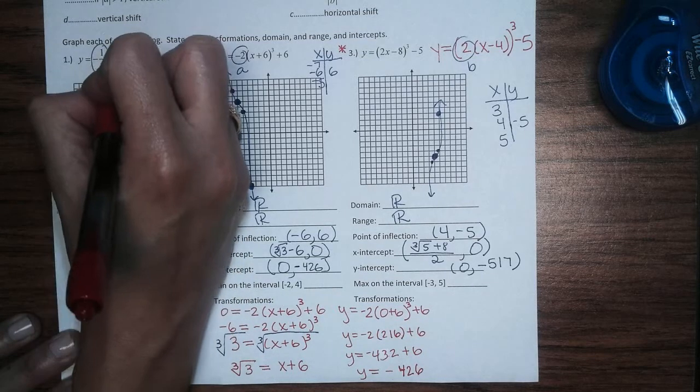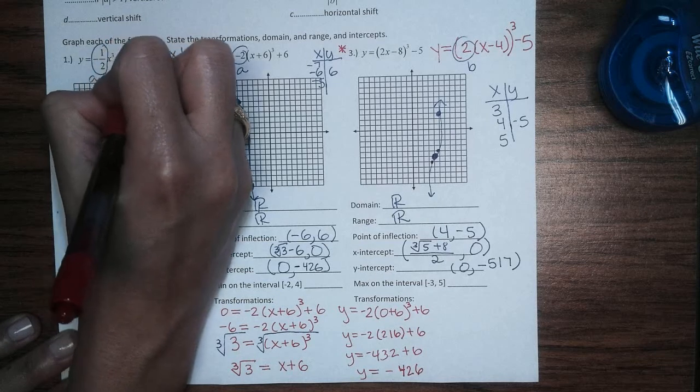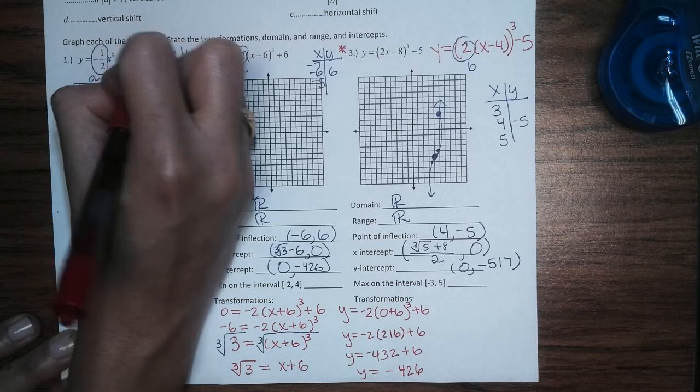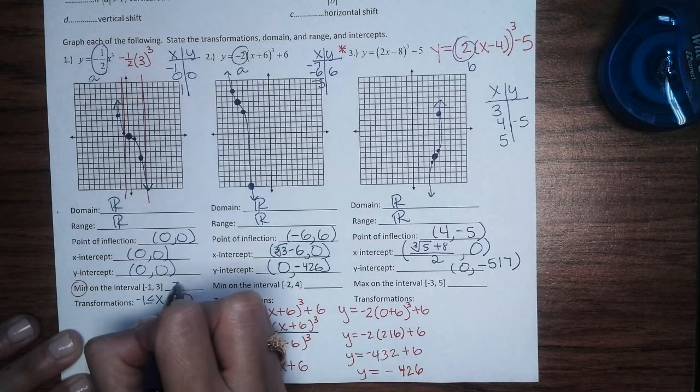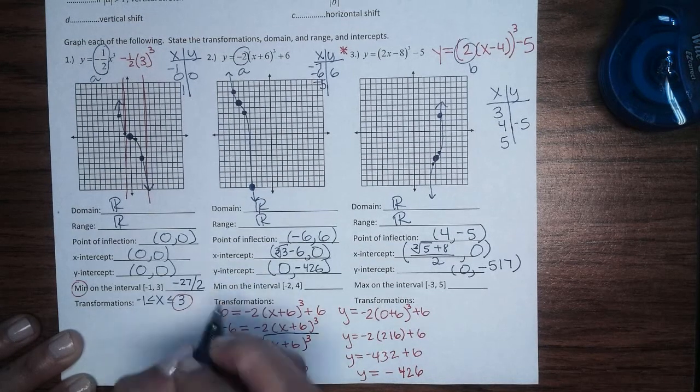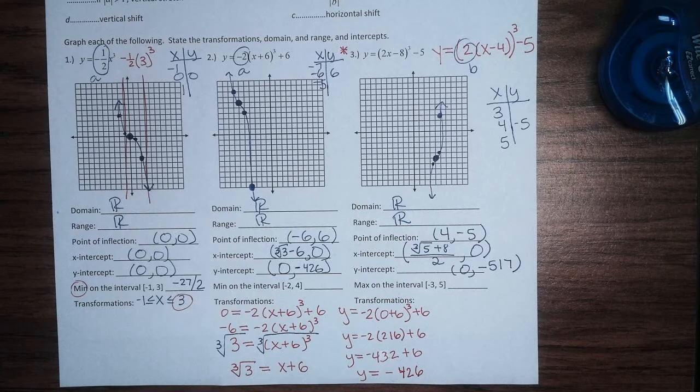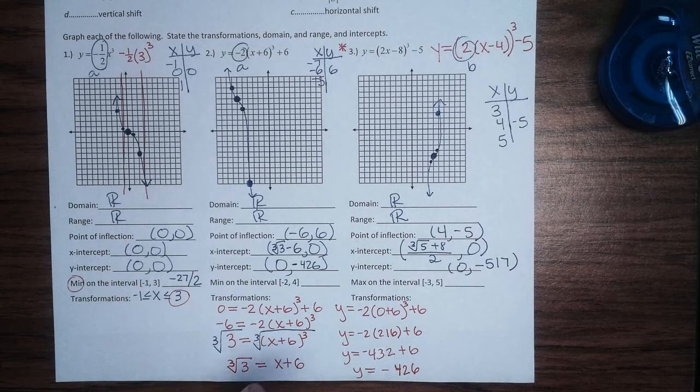So I guess I'll do it right here. Negative 1/2 times 3 cubed. That's going to be a negative 27 halves. Yeah, negative 27 halves. So that's how you would find a min. I'm going to skip number 2 because it's a very big number, so you can skip it.